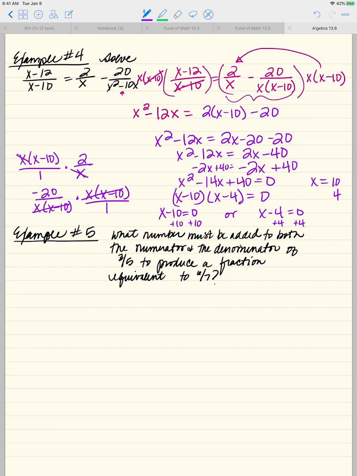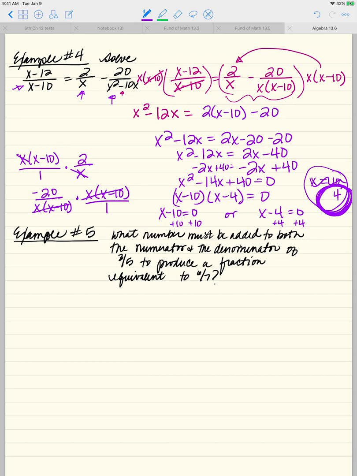Now, we need to make sure that neither of these are extraneous solutions, okay? What if I put that 10 into this right here? That's going to give me 10 minus 10, all right? That's a no-no, okay? Let's check the 4. 4 minus 10 is fine. What about 4 over here? That's 4 squared, 16 minus 10 times 4 is 40. That's fine, that's not 0, okay? So 10 is an extraneous solution. So therefore, the only solution for this one is x is equal to 4.